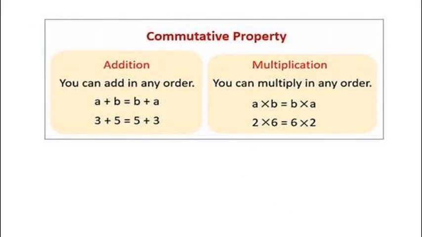So commutative property for addition and multiplication, you can add in any order. A plus B is equal to B plus A. For example, 3 plus 5 is equal to 5 plus 3. And under multiplication, you can multiply two whole numbers in any order. That means A into B is equal to B into A. For example, 2 into 6 is equal to 6 into 2.